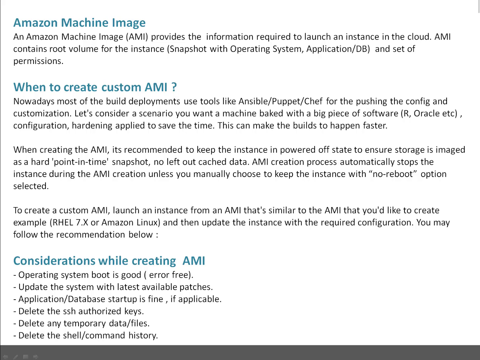Or it may be some application installation binaries, database installation binaries. You can get rid of those because those will be consuming space. Then delete the shell command history, because from that AMI you are going to build new instances. So why show what commands you ran to configure the database or anything else, or any history of your shell? No need to share those commands with anyone. So you can delete those shell or command histories. So these are some considerations. You can add other applicable points as per your setup requirements.